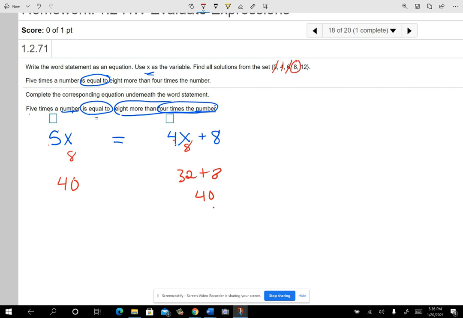So 8 works. Now this is linear, so I know that's the only one that works, but you may not know that, so you would probably try the 12, and you'd find out it does not work, because you'd get 48 plus 8, which is 56 over here, and on this side you'd have a 60. So 8 is the only one that works. All right, so I'm going to stop this video and get it posted.